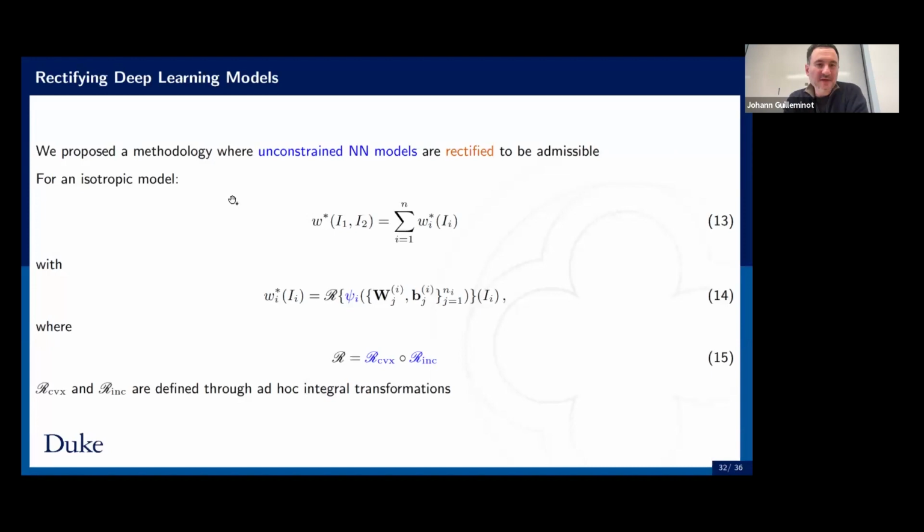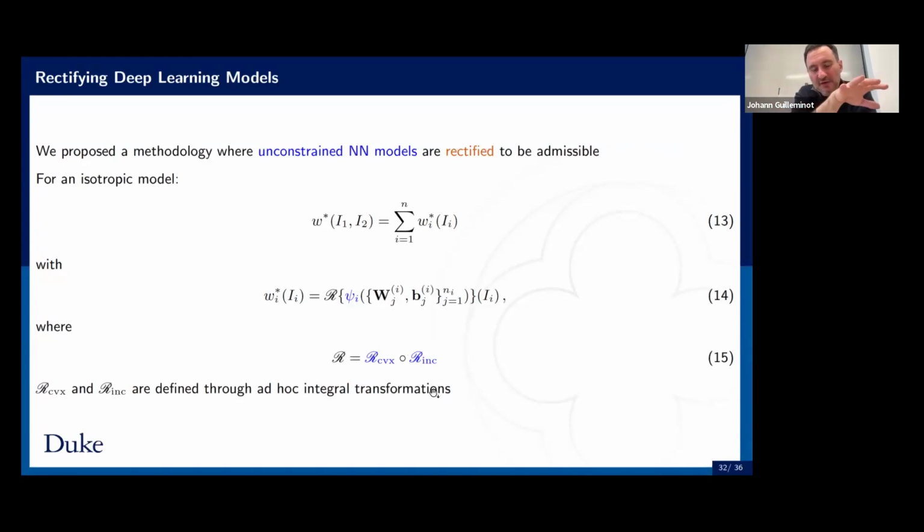If you take a very simple isotropic model, I'm going to assume a simple additive decomposition. And the idea is that I'm going to express those strain energy density functions in terms of a neural network, but I'm going to apply some transformations on this neural network. I'm not going to tell you how we do that because I think it's irrelevant. There are two transformations.